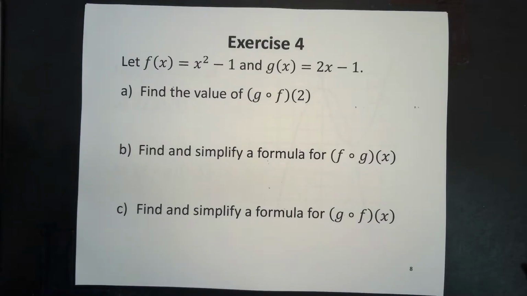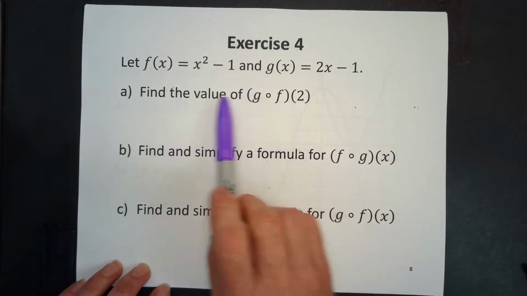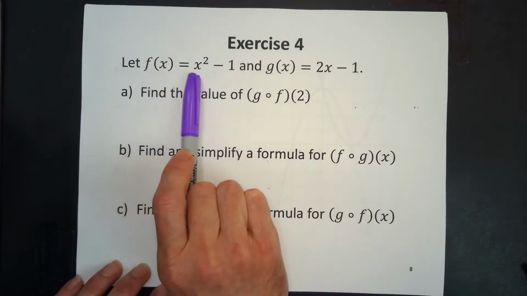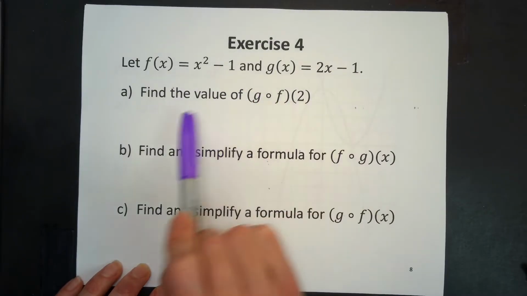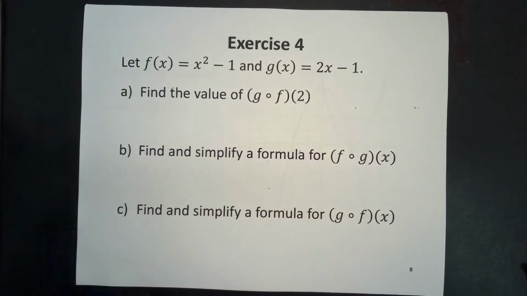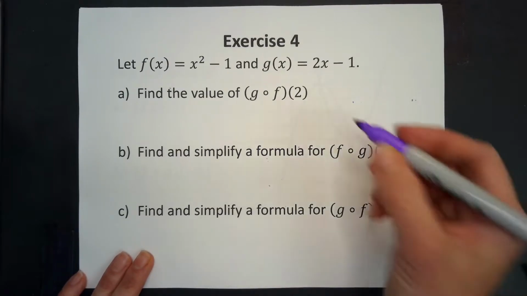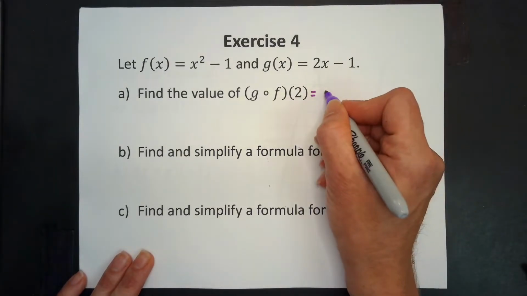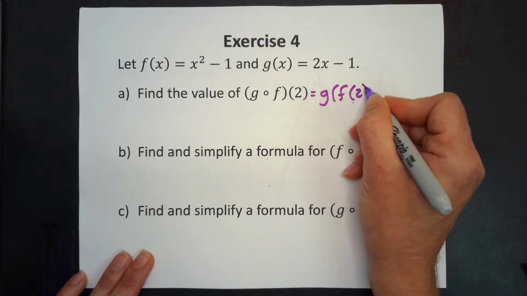So now for our fourth exercise in composition. It wants us to find the value. So we have our f of x equal x squared minus 1 and our g of x equal 2x minus 1. It wants us to find the value of g of f of 2. So once again, two ways you can do this. You can find the formula and plug it in, or you can plug it in as you go like we were doing before. So we say g of f of 2.